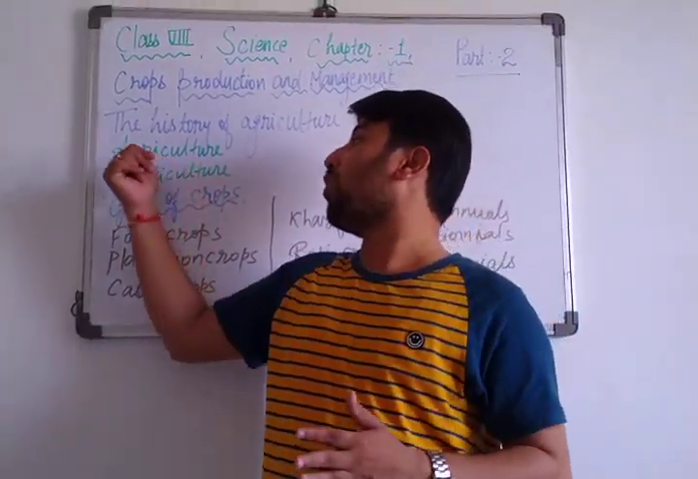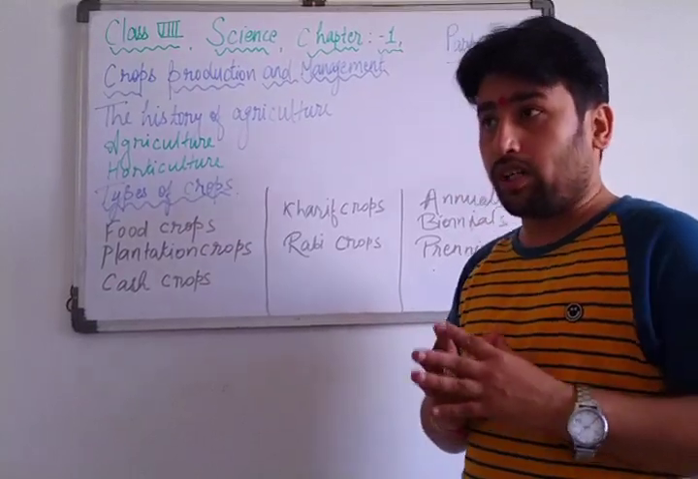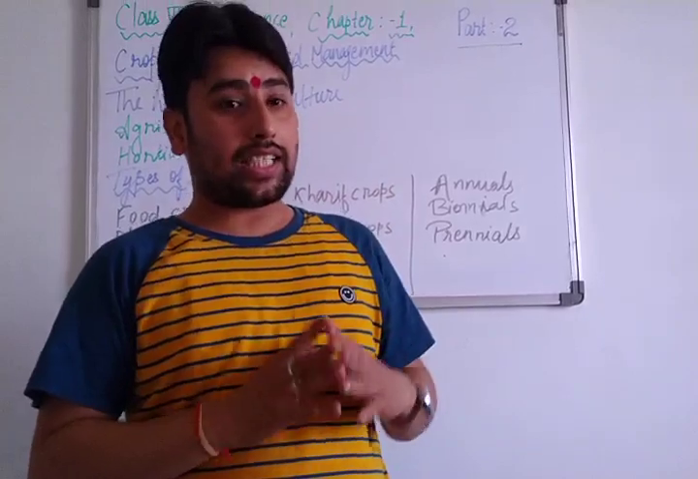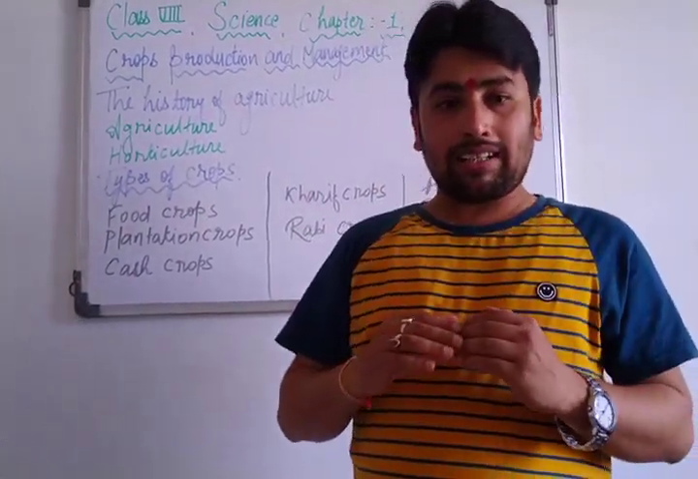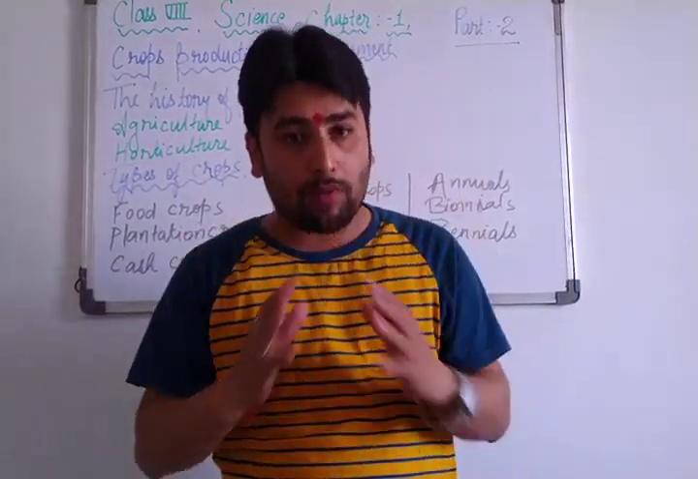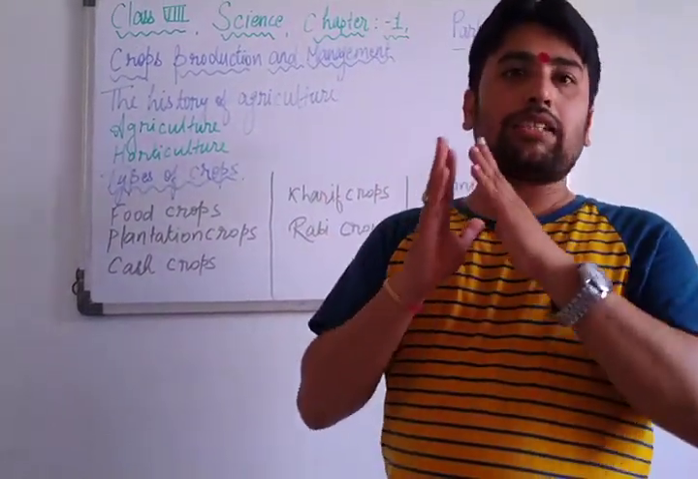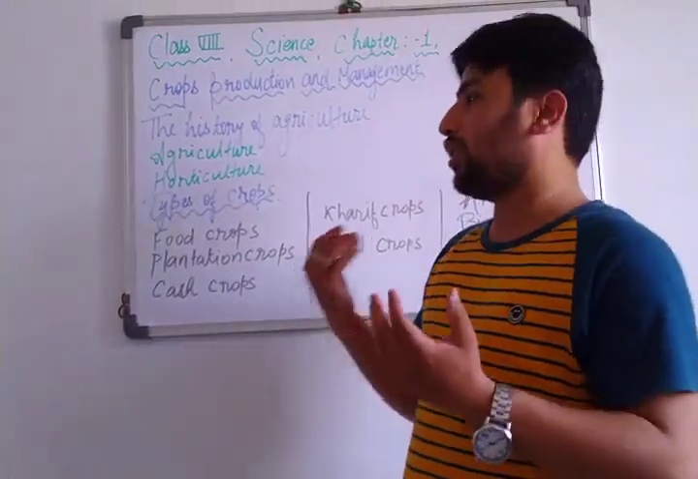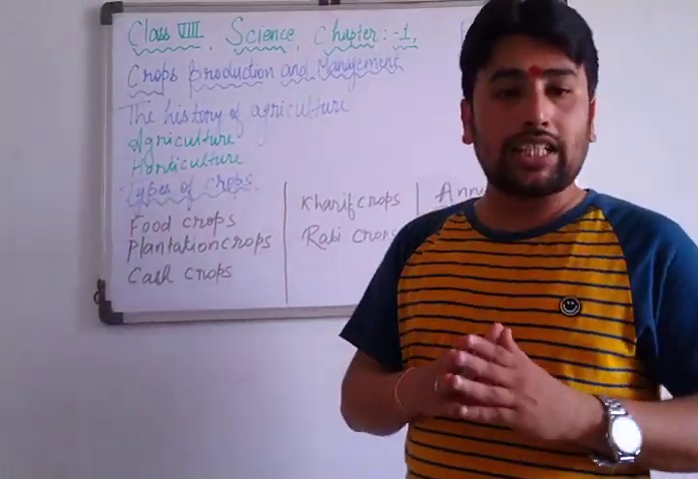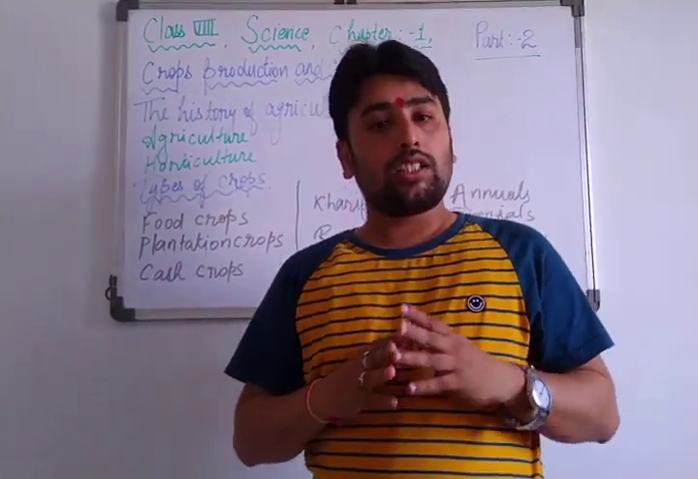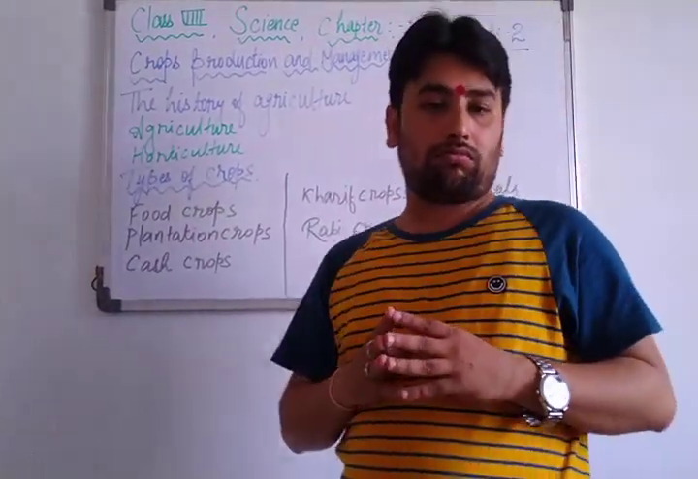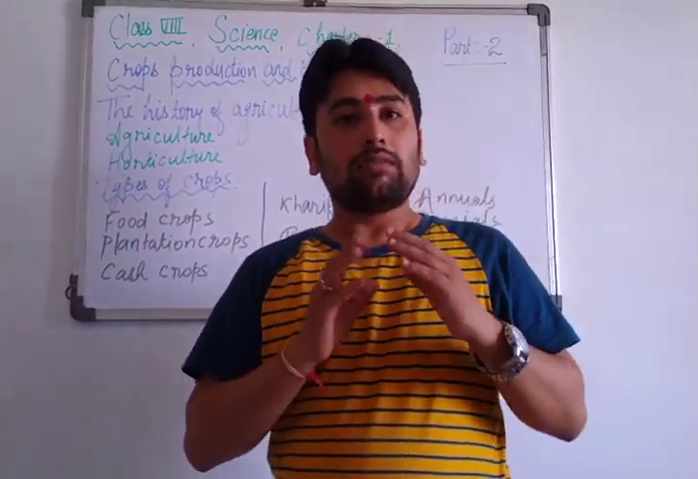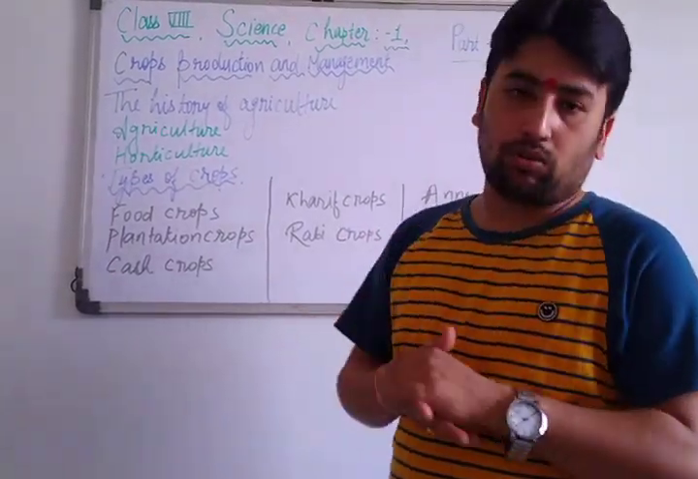Now first of all, we must know what is agriculture. Agriculture is that branch of science which deals with farming related to the growing of crops for food and rearing animals for milk, meat, wool and so on. Means agriculture is the science of farming related to growing crops for food and rearing animals for milk, meat, wool and so on.